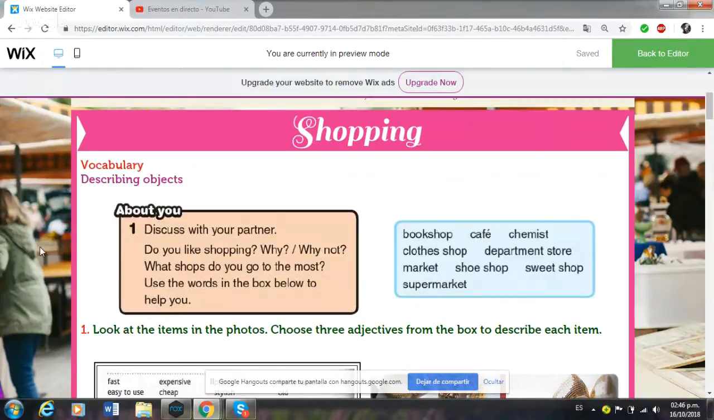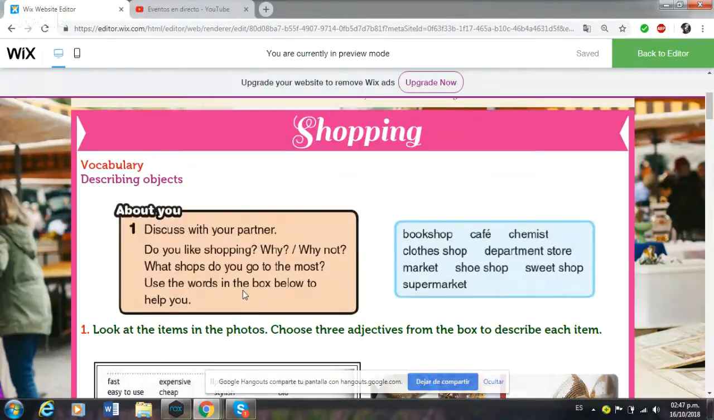Okay, this is a small exercise, like an introduction to the topic, shopping. You need to discuss these questions with some person to practice speaking, and to practice the pronunciation too. It's very essential. In this mini exercise, you need to discuss these questions: Do you like shopping? Why? Why not? What shops do you go to the most?